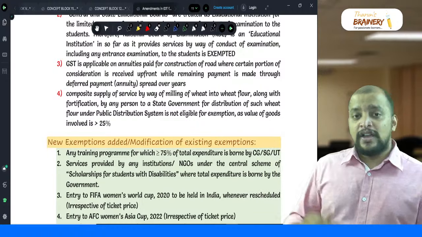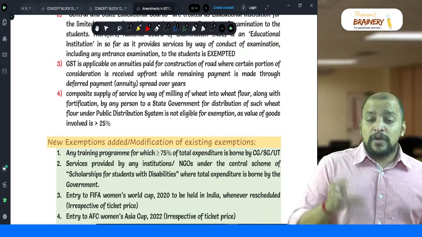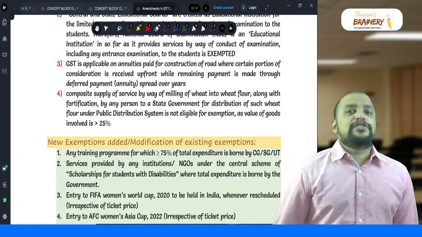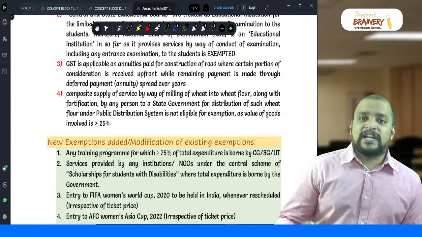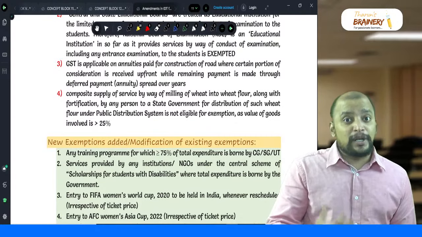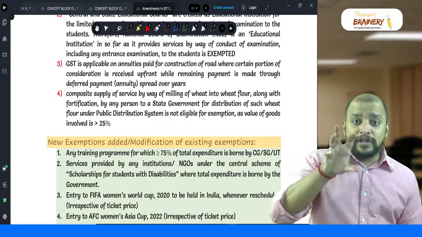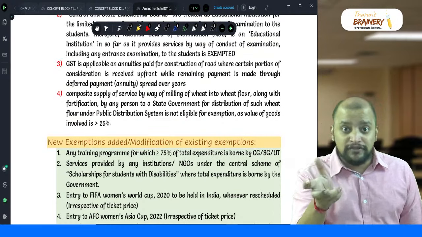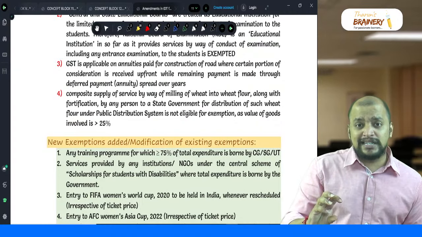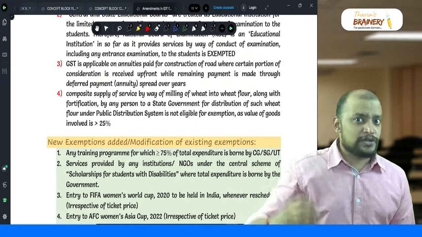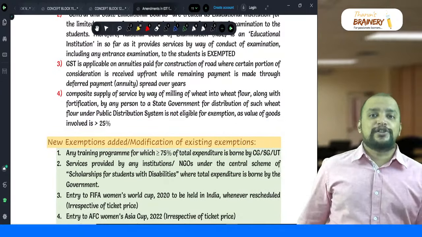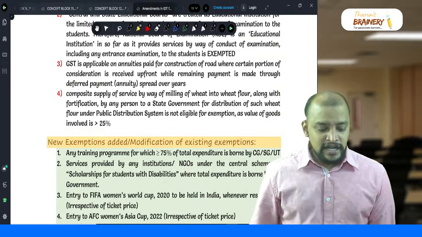There is one point. What if it is pure service? Exempted. What if it is both goods and services? If it is both goods and services, we need to check whether the value of goods exceeds 25%. Yes, then it will be taxable. It is not exempted. So in this supply of wheat flour, yes, I am doing the process of converting wheat into wheat flour. But what is happening here is that there is a goods element also. The value of that goods element exceeds 25%. So therefore, the exemption is not available in this case. That is this point.